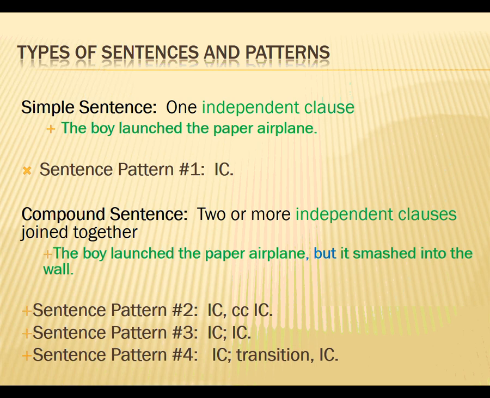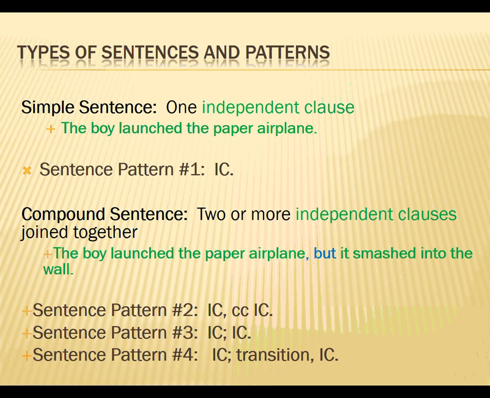The second type of sentence is a compound sentence. A compound sentence is two or more independent clauses. One example of a compound sentence is "The boy launched the paper airplane, but it smashed into the wall." Notice this compound sentence is composed of two independent clauses connected by the word but. Thus, compound sentences must be joined together using proper punctuation and joining words.